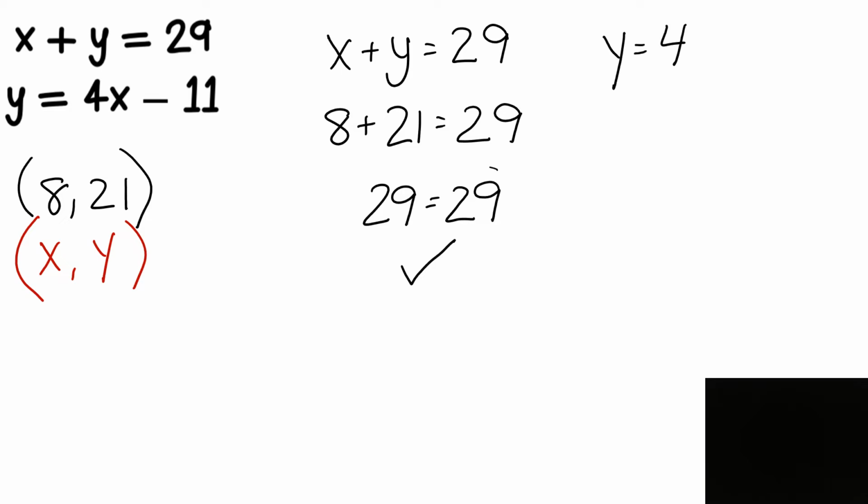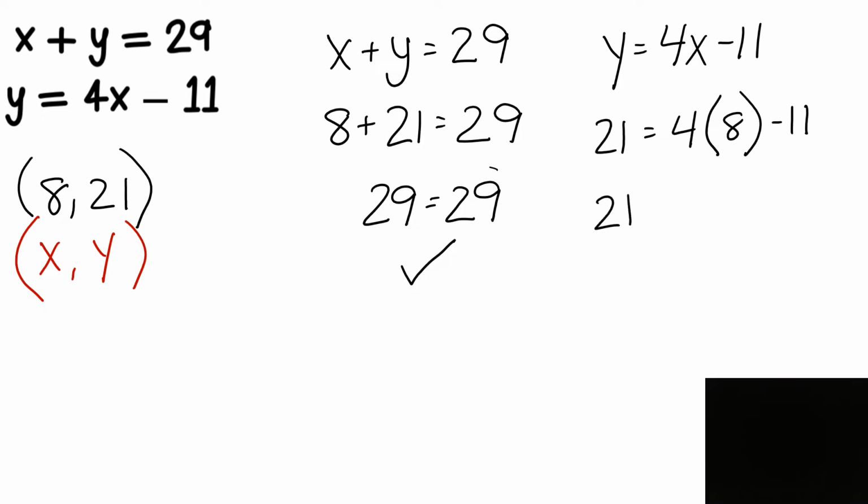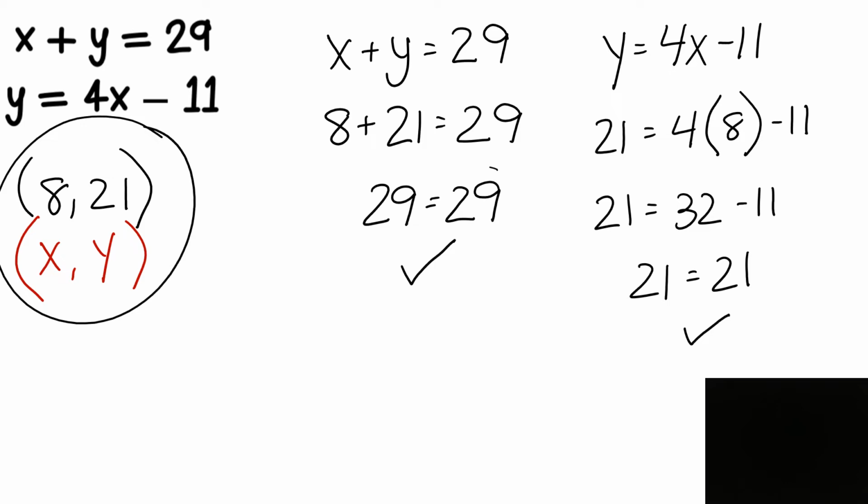Second equation, y equals 4x minus 11. We substitute in our values, y is 21, 4 times our x value 8, and then the minus 11 at the back. 8 and 4 multiply to give us 32. 32 minus 11 equals 21. Both sides match, so that is our correct answer. We follow the maze up diagonally.